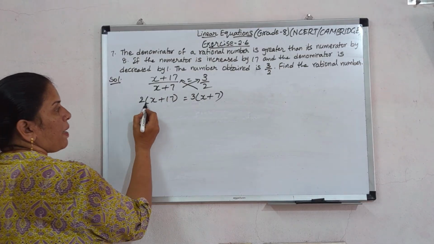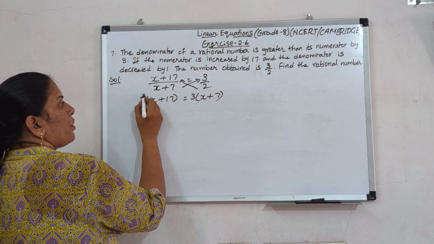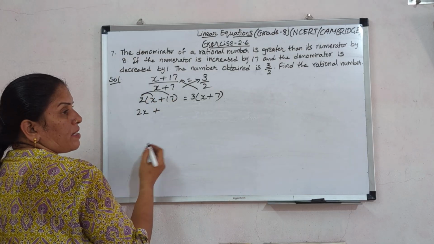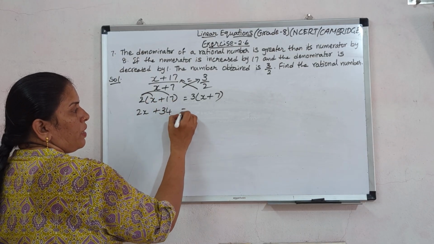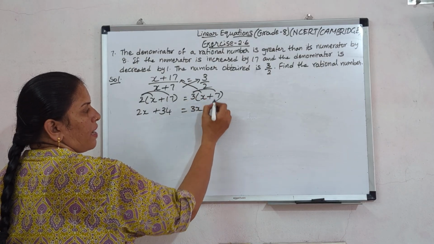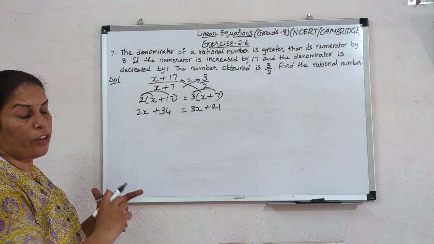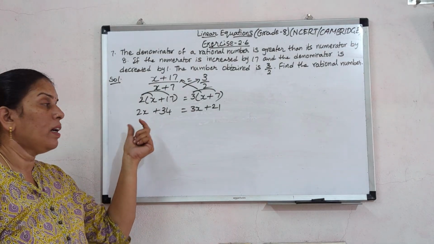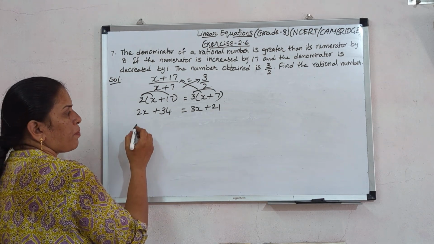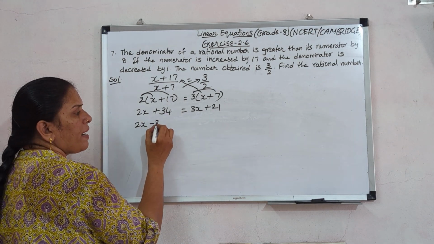Okay? So, multiply. Bracket before any number or any variable means you must multiply. 2 into x is 2x plus 2 into 17, 2 17s are 34, is equal to 3 into x is 3x plus 3 7s are 21. Okay? Now, what should we do? Bring all variables to one side and all constants to the other side. See here, 2x I am keeping here. I am bringing plus 3x to the left side. It becomes minus 3x.